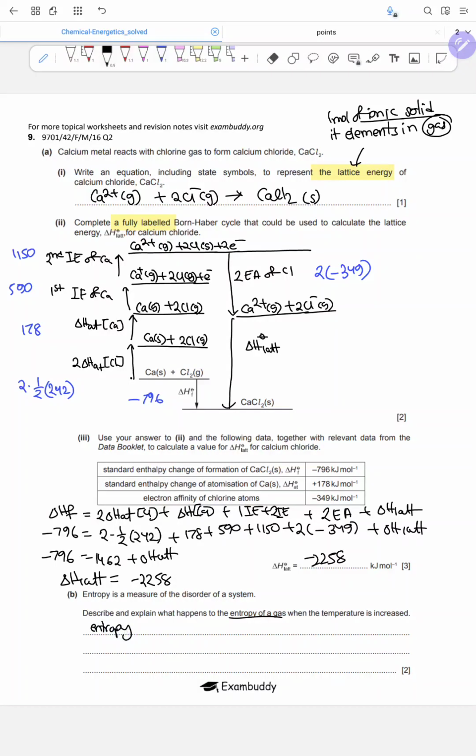Why? Because gas particles gain kinetic energy, gain more energy, and move randomly.